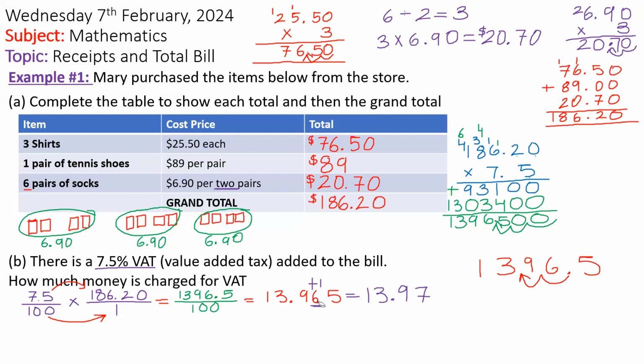Why did we add 1 to the 6? No, we rounded. You see? Because 5, once it's 5 or greater, we round up. And so that's why we add 1 to the 6. You understand? Yes, sir. Go ahead. Since we rounded up 1, it gave us 13.97.